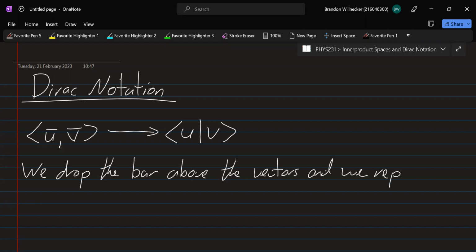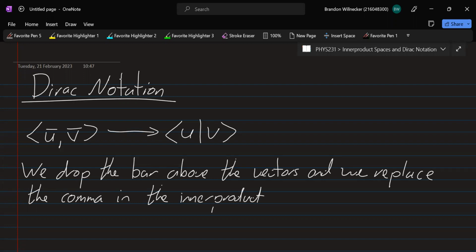And we replace the comma in the inner product with a vertical line. Okay, so that's how we represent inner products in Dirac notation. Now it goes a bit further than this.